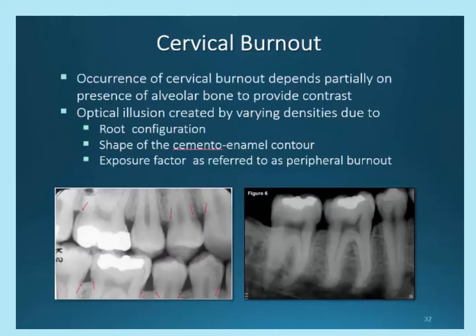Let's take a closer look at cervical burnout. Students always have difficulty with this condition and want to view this as rampant decay. The alveolar bone provides contrast to these areas and sometimes makes them appear worse than they really are. This is a situation where it looks like the tooth structure does not exist in the area, but the density does vary.